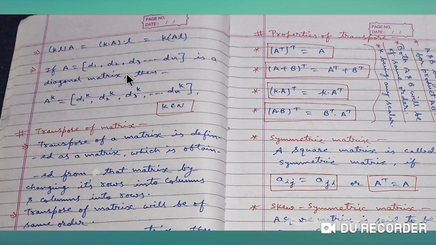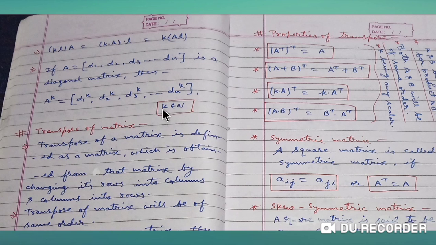So in this case this says that if A is a diagonal matrix having elements like these, then if we raise the matrix A to the power K, that means A to the power K, we obtain the result that the diagonal elements will also be raised to the power K. So d1 to the power K, d2 to the power K, d3 to the power K, and dn to the power K. So if we raise its power, all the diagonal elements of this matrix will also be raised to the power K.